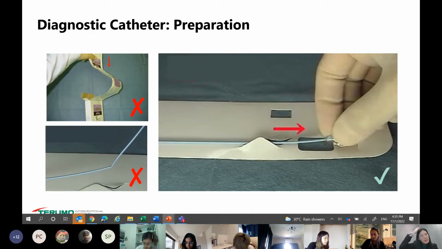But one thing to note, I guess for the CAD lab staff, is that you still have to be careful. Although there's this paper backing, it's not a solid one, so you need to be careful how you handle it, and how you remove the catheter from the paper backing.